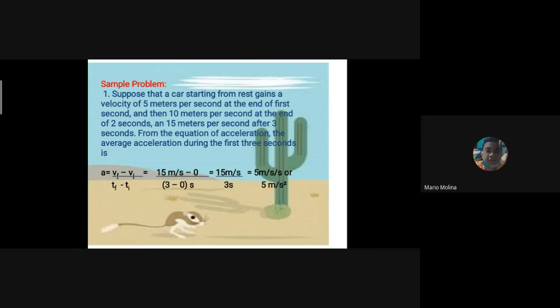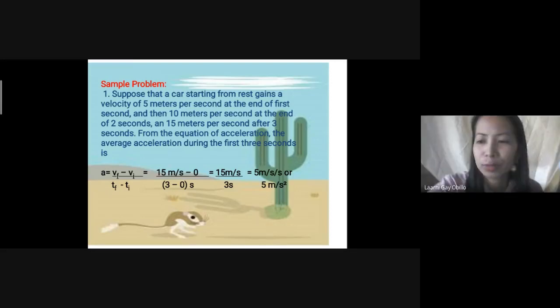Sample problem. Suppose that a car starting from rest gains a velocity of 5 meters per second at the end of first second and then 10 meters per second at the end of 2 seconds and 15 meters per second after 3 seconds. From the equation of acceleration, the average acceleration during the first second is... Okay, acceleration yung basa yun.